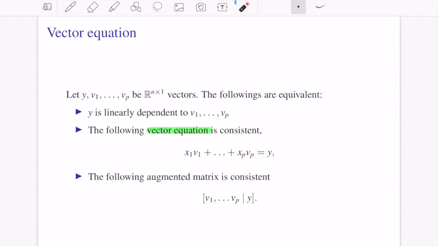So the statement says, if the vector equation is consistent, then y is a linear combination of v1 up to vp. If the vector equation is not consistent or has no solution, then y is independent of v1 up to vp. Then for the vector equation, the question is how to solve it, how to find x1 up to xp.